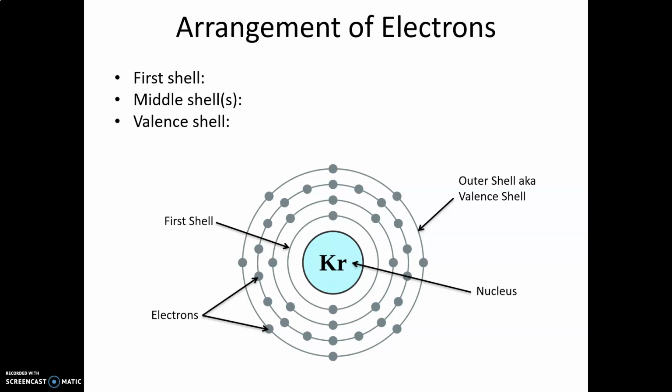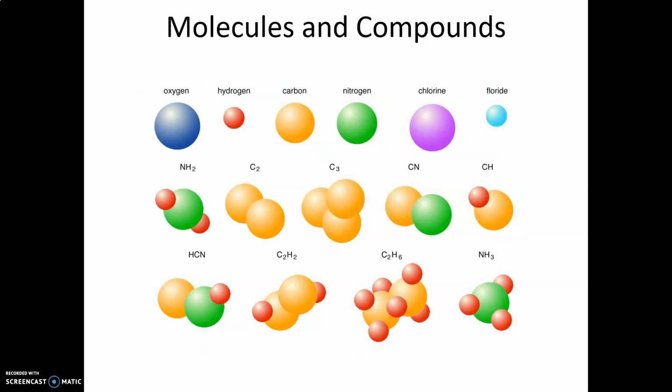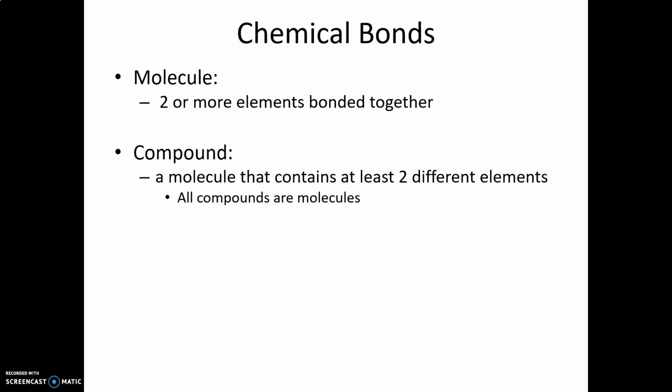So now this will lead us into the next discussion on bonds. It wants to do what it can do to fill up that shell. So those bonds, molecules and compounds. Molecules are two or more elements that we put together. That's it. They can be the same, they can be different. A compound is two or more elements put together, but at least two of them are different.